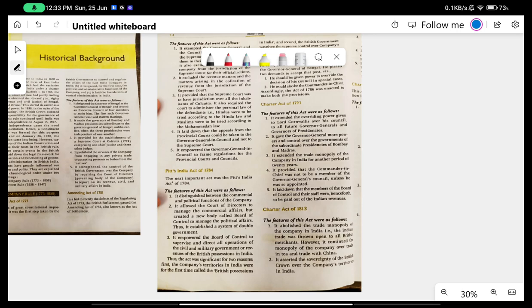And the Board of Control was to manage political affairs, supervise and direct all operations, the civil and military government or revenues of British possessions in India.